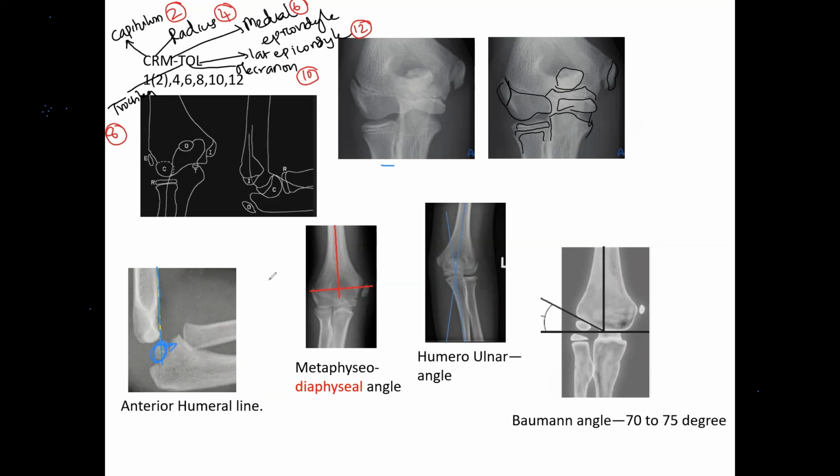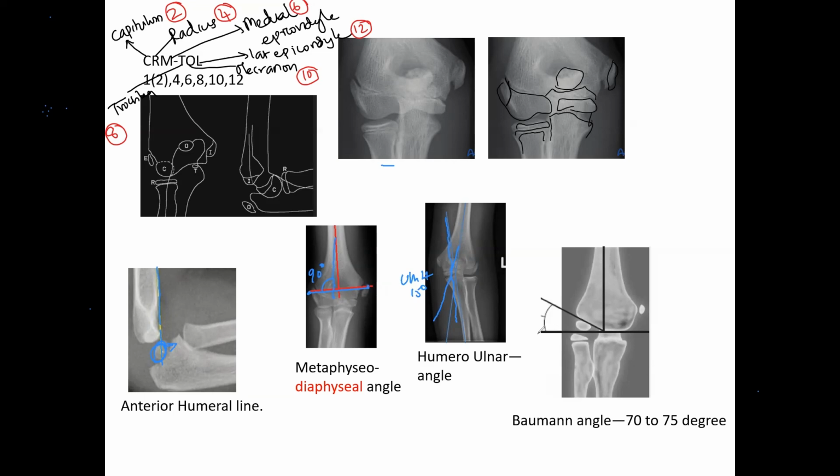The second is metaphyseal-diaphyseal angle. So this is your prominent part here, prominent part here. If you draw a line, this is metaphyseal line. If you draw a line along the long axis of humerus, this is diaphyseal line. Diaphyseal-metaphyseal line, this angle should always be 90 degree. And the third one is ulno-humeral angle. This is the line along the long axis of the ulna, and this is along the long axis of humerus. This angle is called as ulno-humeral angle. It's around 15 degree.